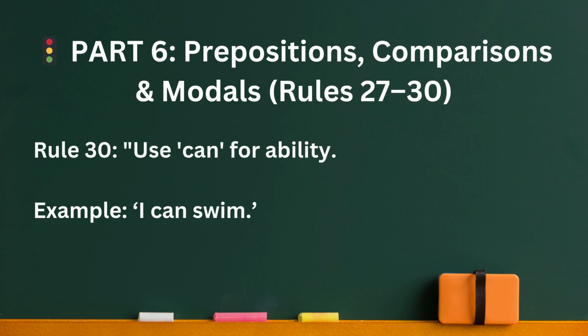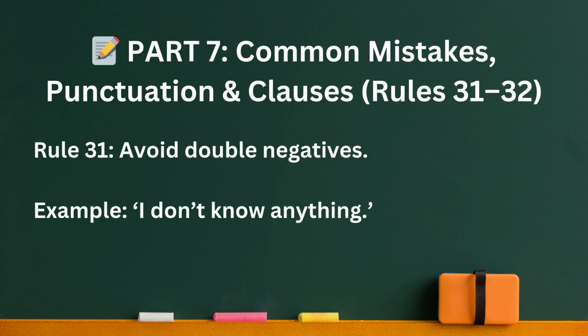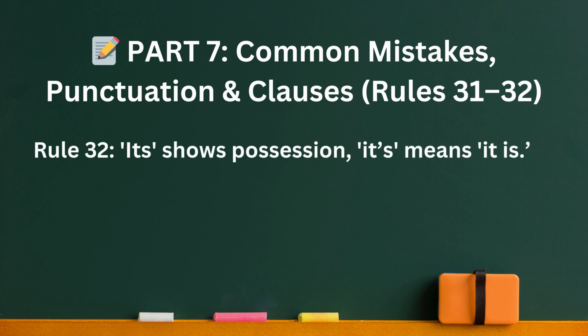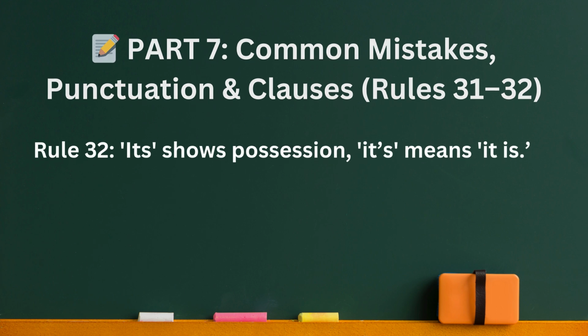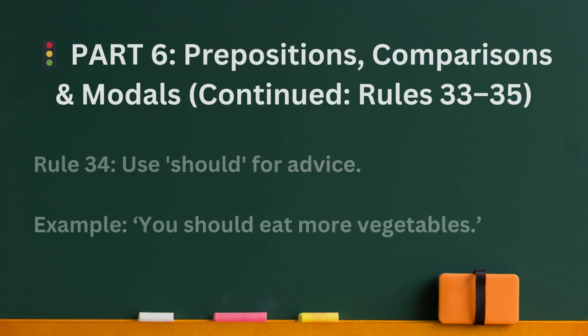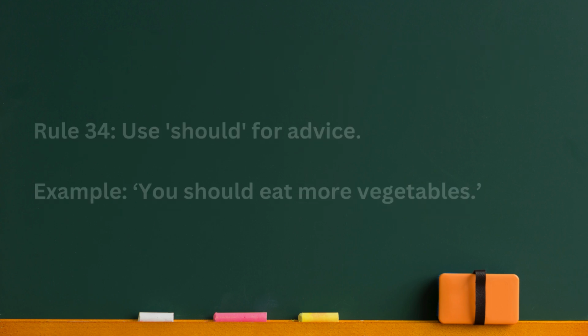Rule 30: Use can for ability. Example: I can swim. Rule 31: Avoid double negatives. Example: I don't know anything. Rule 32: Its shows possession, it's means it is. Rule 33: Use must for strong necessity. Example: You must wear a seatbelt. Rule 34: Use should for advice. Example: You should eat more vegetables.